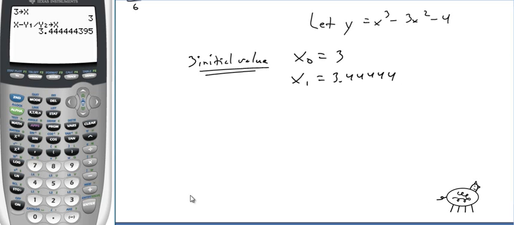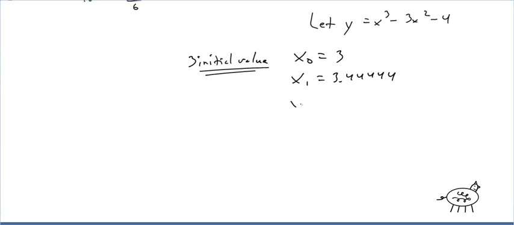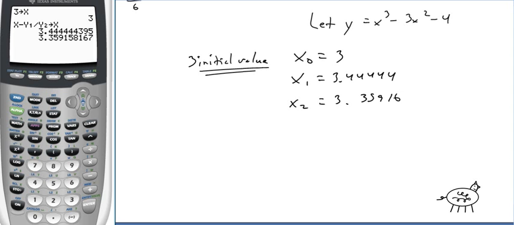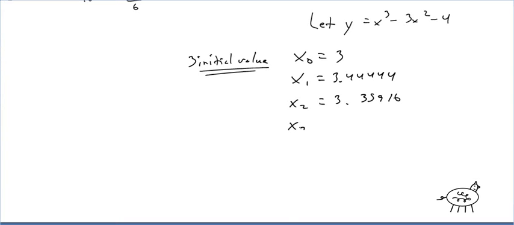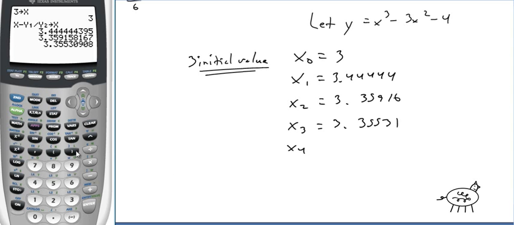Okay. Now, as opposed to having to type all that in again, you just hit enter. Oh, look at that, man. That's our next guess. So that's x sub 2. x sub 2 is equal to 3.35916. Okay, and then we're going to hit enter again. That's all you have to do, hit enter. So the next one is x sub 3 is equal to 3.35531. Do x sub 4, enter, 3.3553. Okay, you can just see what's going on.